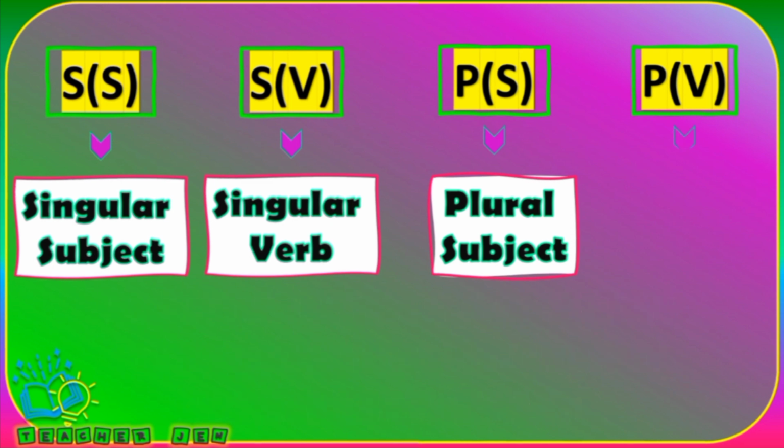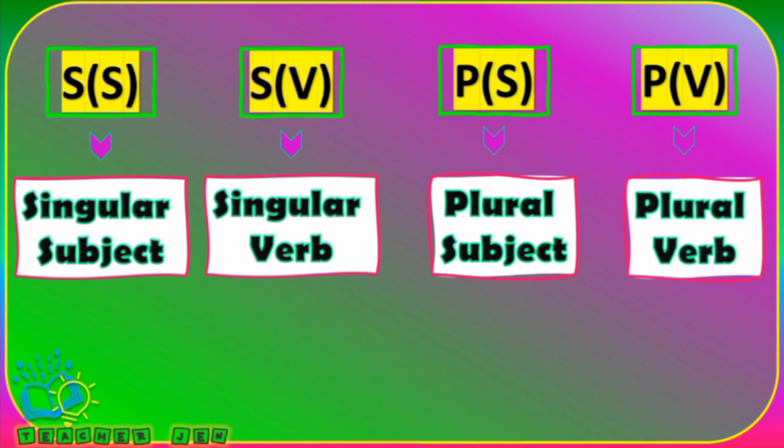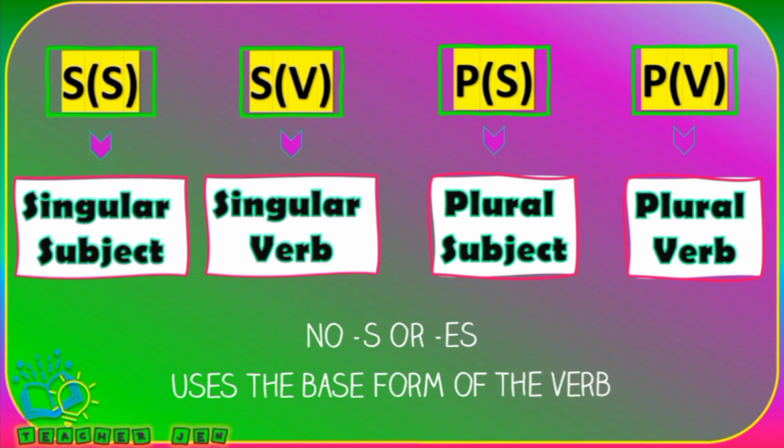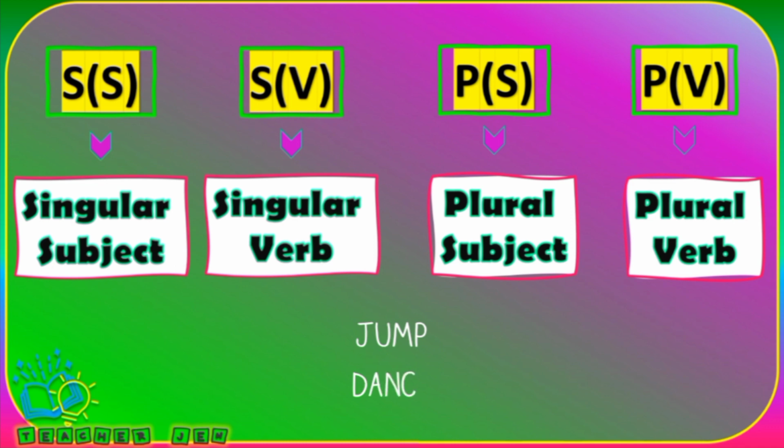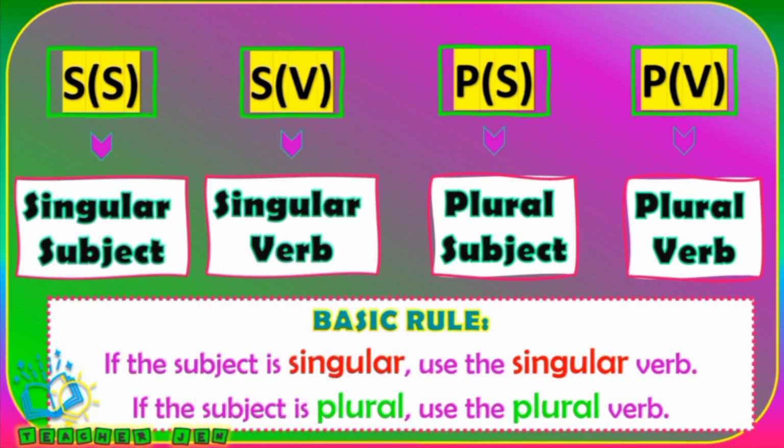The last one is PV, which stands for plural verb. Take note that the plural verb does not end in S or ES. The plural verb is in the base form, just like jump or dance. Take note of this basic rule. If the subject is singular, use the singular verb. If the subject is plural, use the plural verb.